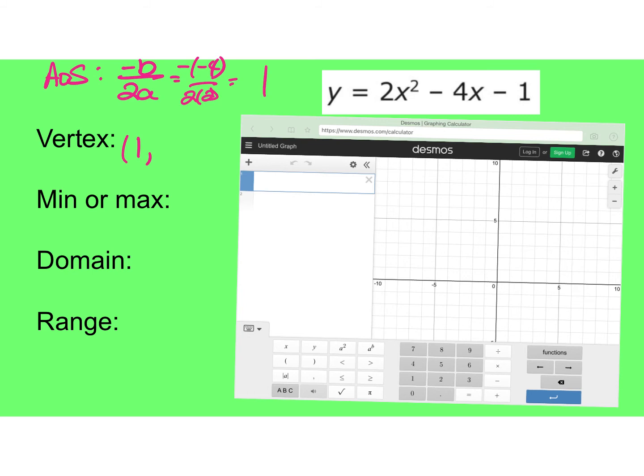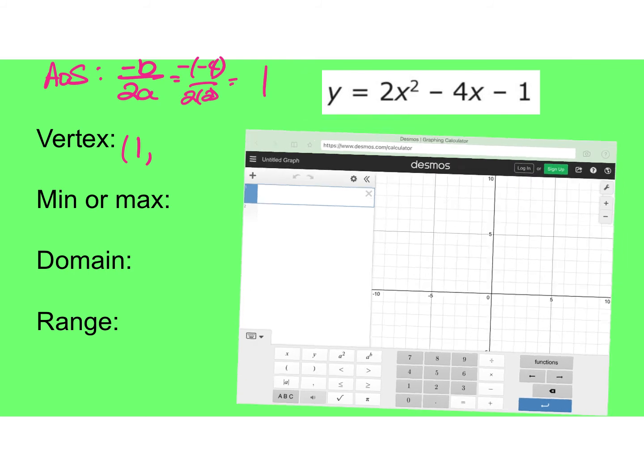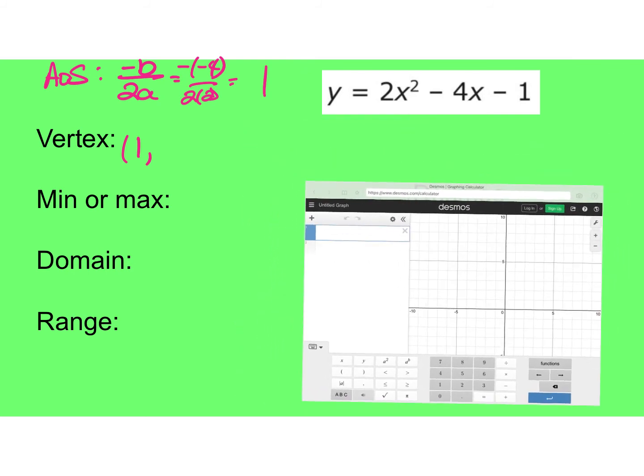So now I'm going to substitute a 1 into my equation. So y equals 2 times 1 squared minus 4 times 1 minus 1. So this would be 2 minus 4 minus 1. So 2 minus 4 is negative 2, minus another 1 would be a negative 3. So this would be a negative 3.